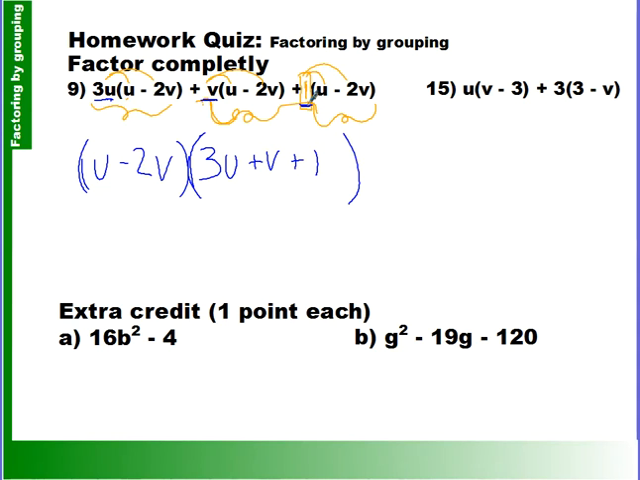All right. So really, it wasn't any more difficult when we had 3 pieces than when we had 2. It just means instead of a binomial times another binomial, we have a binomial times a trinomial.